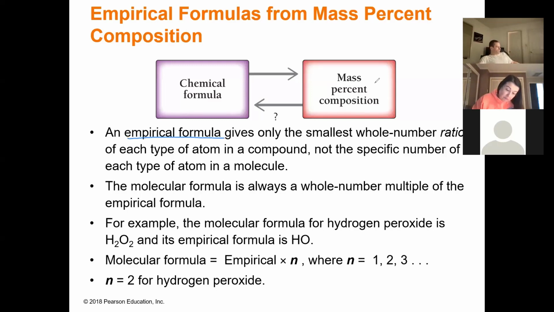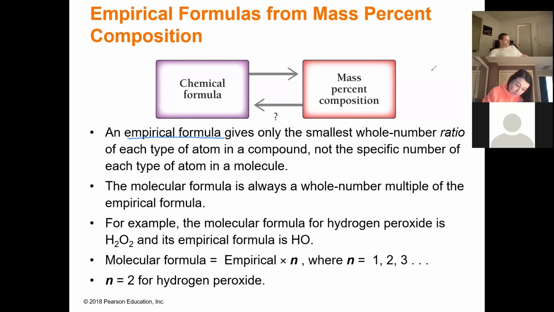So our empirical formula will always give us the lowest or the smallest whole number ratio of each type of atom in a compound. The molecular formula is always a whole number multiple of the empirical formula. So an example is hydrogen peroxide. This is the empirical formula: 1 hydrogen for every 1 oxygen, the lowest possible whole number ratio of the atoms. But what's actually happening in real space is this, and that's known as the molecular formula. It's really 2 hydrogens and 2 oxygens paired together.